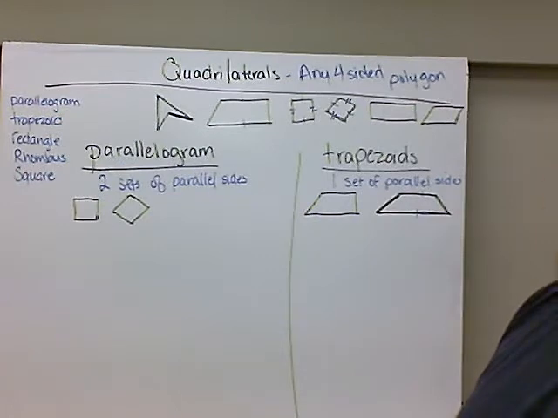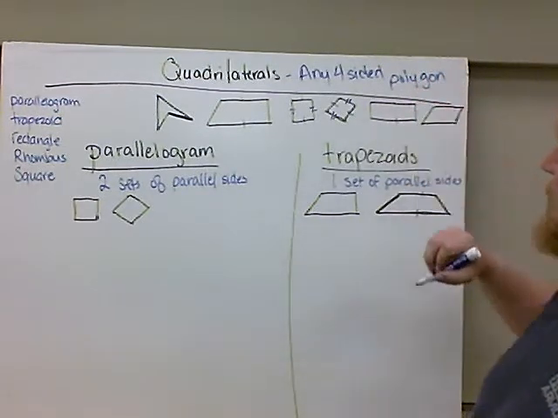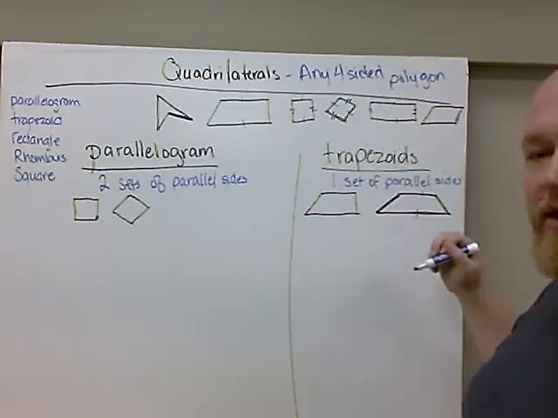Next is a rectangle. Rectangles are parallelograms also, because this line is parallel to this line. They'll never touch. This line is parallel to this line. It'll never touch.